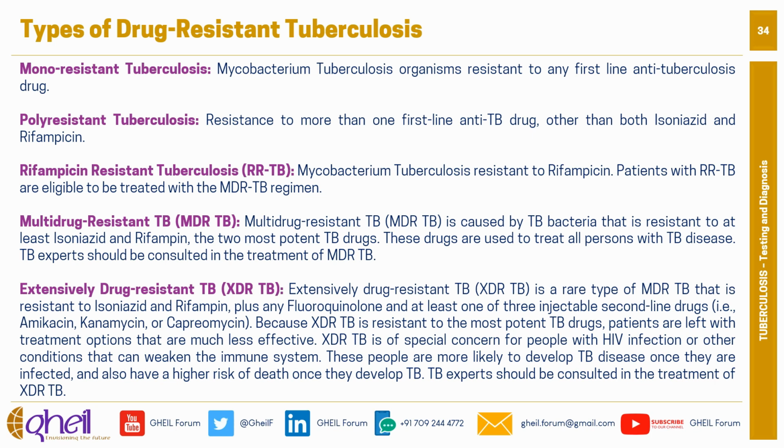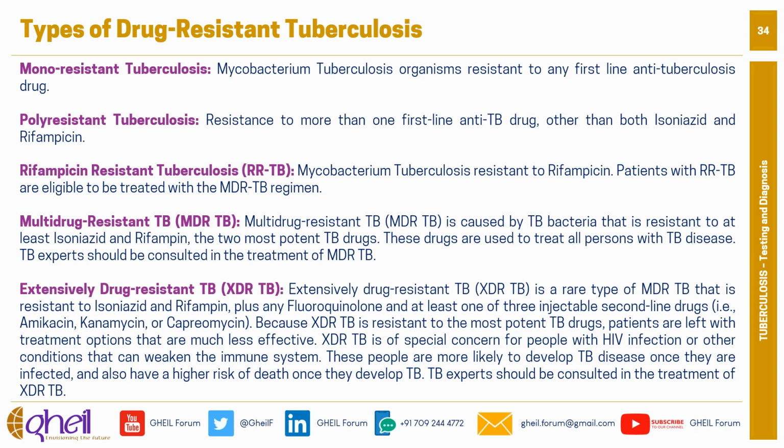Extensively drug-resistant TB, XDR-TB. Extensively drug-resistant TB, XDR-TB, is a rare type of MDR-TB that is resistant to isoniazid and rifampin, plus any fluoroquinolone and at least one of 3 injectable second-line drugs such as amikacin, kanamycin, or capreomycin. Because XDR-TB is resistant to the most potent TB drugs, patients are left with treatment options that are much less effective.